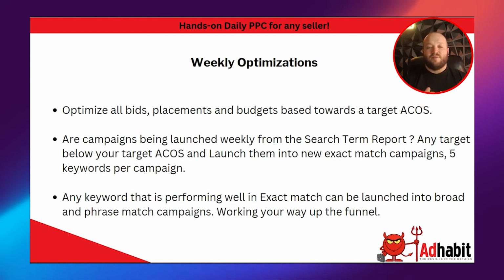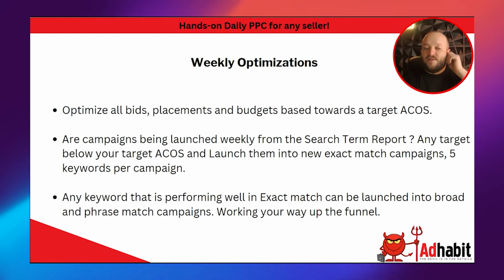All right, so make sure you're optimizing your bids. Look at the cost per click, look at that target ACoS, and then raise and lower your bid above or below that, which we'll get into in the next slide.